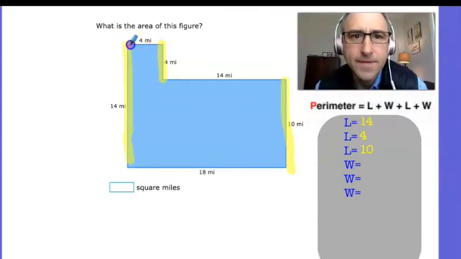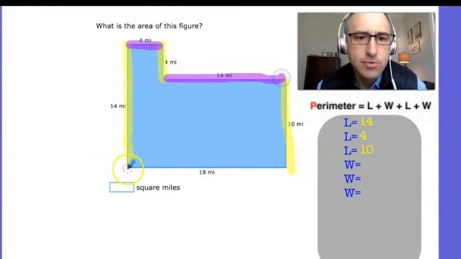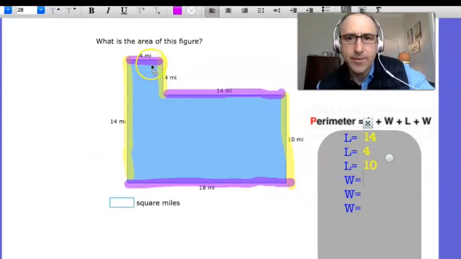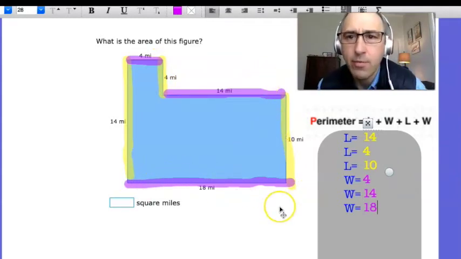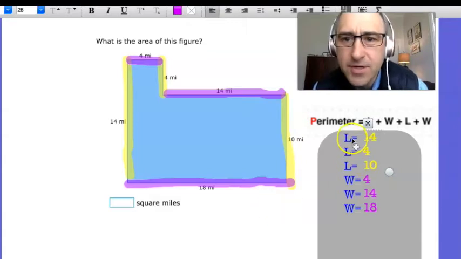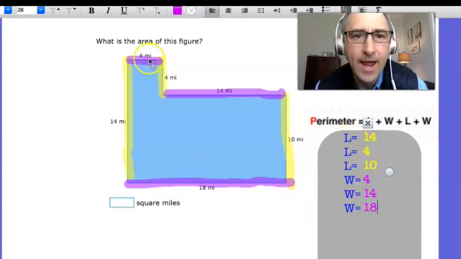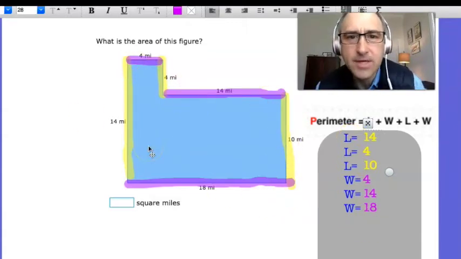Now I'm going to count my widths. I have 1, 2, up here my width was 4, followed by a width of 14, followed by another width of 18. Now when we add, we don't have to do it in this order. We can add as we go around. We just need to make sure that every single edge or side is accounted for.